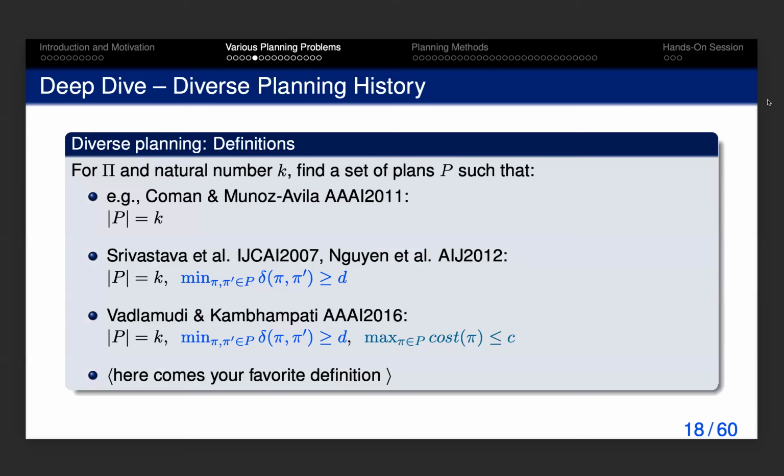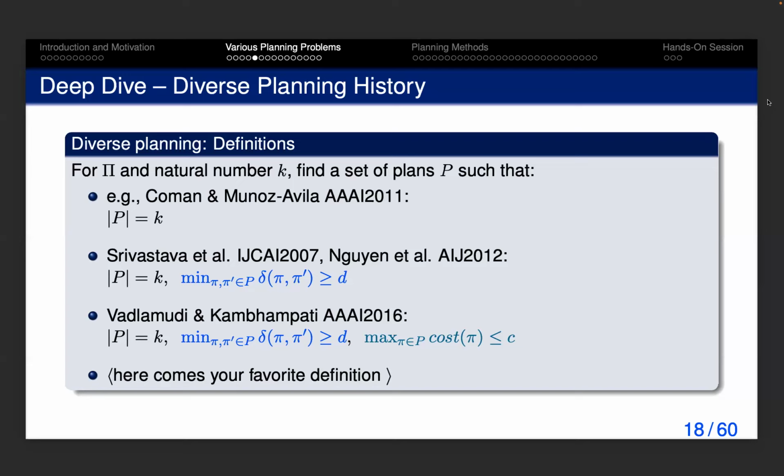So there is history with diverse planning. We were not the first to come up with the notion of diverse planning, unlike the other problems that we talk about, including top K or top quality. But in regard to the history of diverse planning, there are many different papers that date back to 2011, 2012, and so on, that do talk about what it means to find a diverse set of plans.